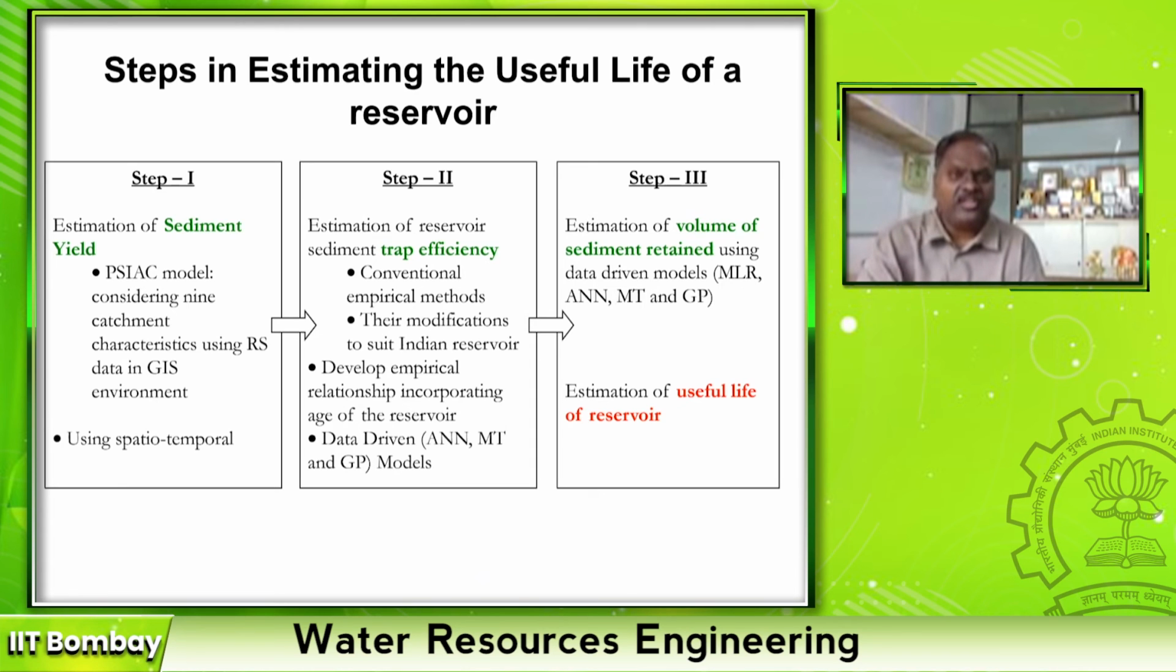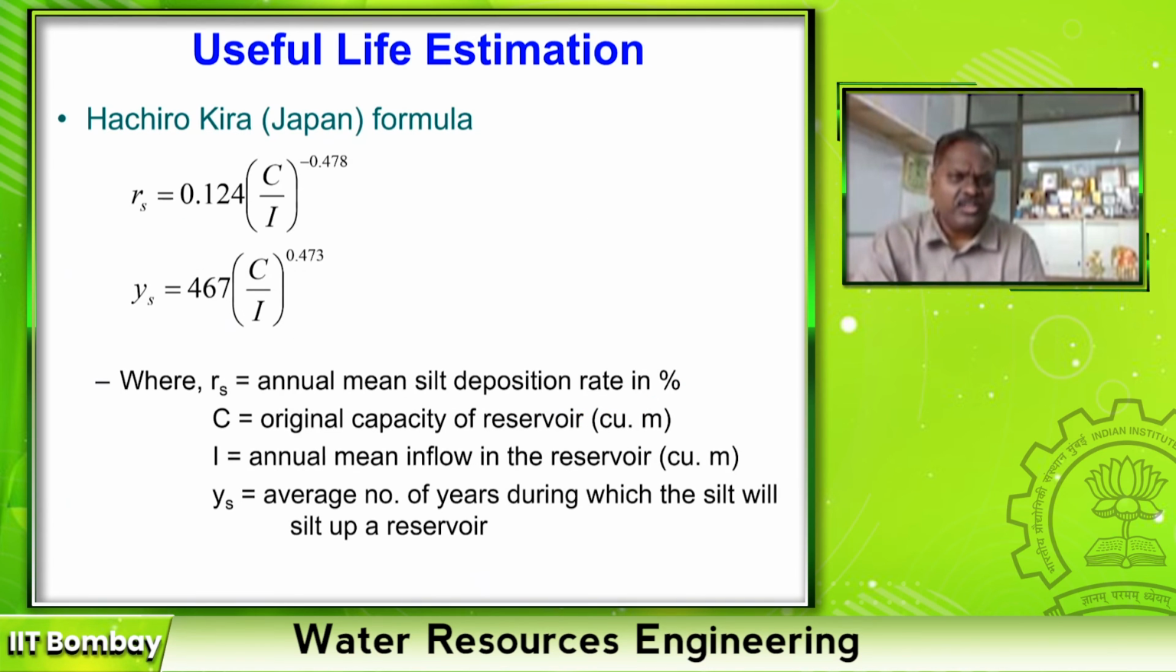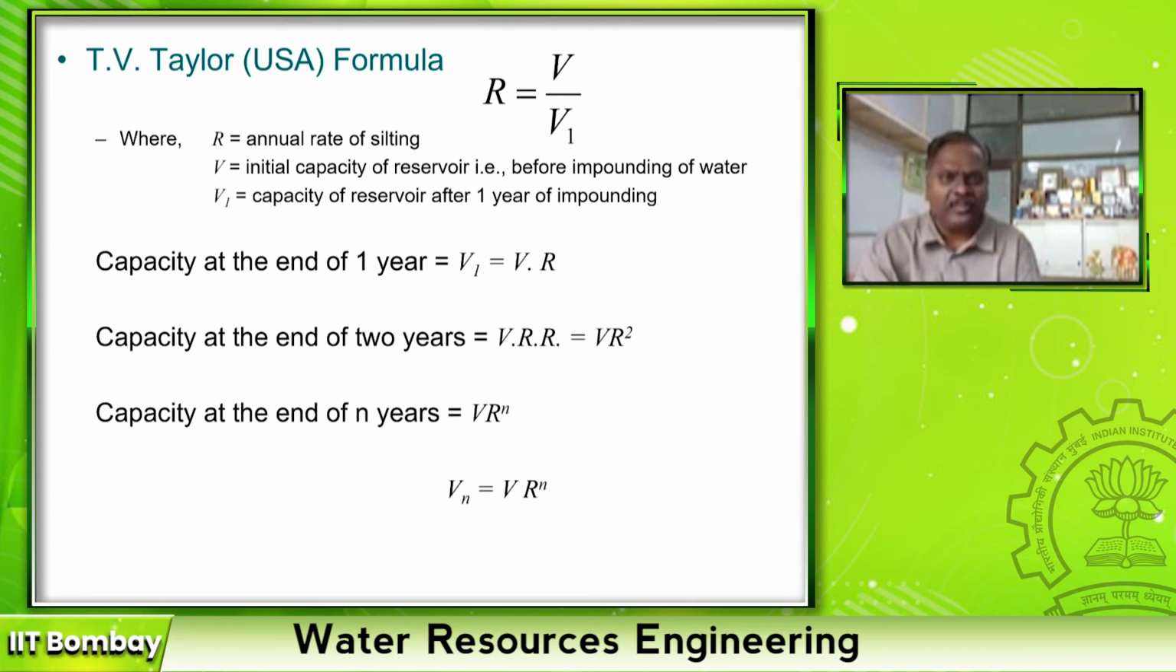I will give you some of the conventional models, right? In this conventional model, RS, the annual mean silt deposited, is a function of C by I. Almost all empirical formulae depend upon this ratio of capacity to inflow. Just remember this is the most important parameter which governs the trap efficiency. Not only in the eastern part of the country, in the western part also several people have developed trap efficiency estimation methods, like Taylor's method.